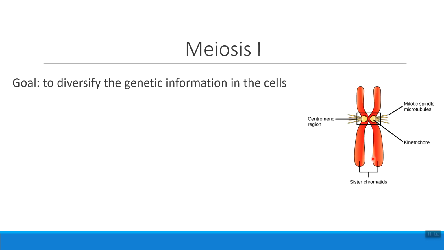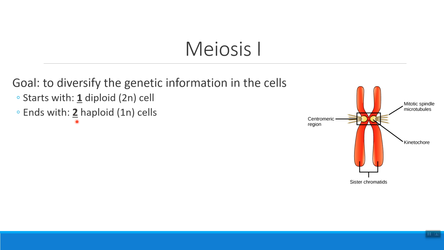With that in mind, let's talk about each of the stages involved in meiosis. So round 1 of meiosis, meiosis 1, its big picture goal is to diversify the genetic information. We'll start with one diploid cell, so one cell that has 2 copies of every set of genetic information. We're going to end up with 2 haploid cells.